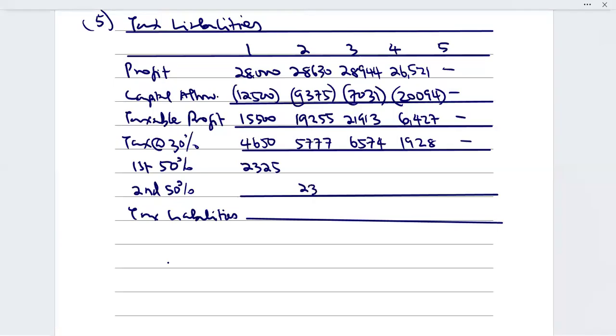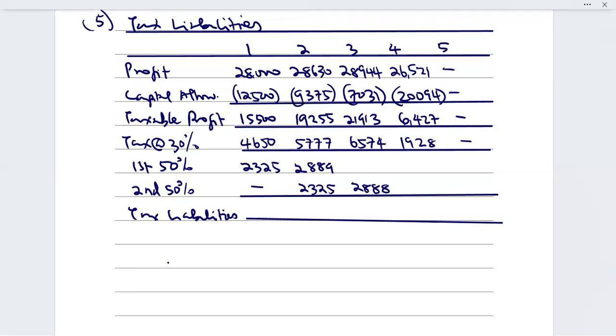So here will be 2,325. What's 50% of 5,777? 2,889. So the balance of 2,888 will be paid in the third year. Okay, you can't claim more than, you can't pay more than what you are supposed to pay. So by the time you have 2888.5, you restrict the number.